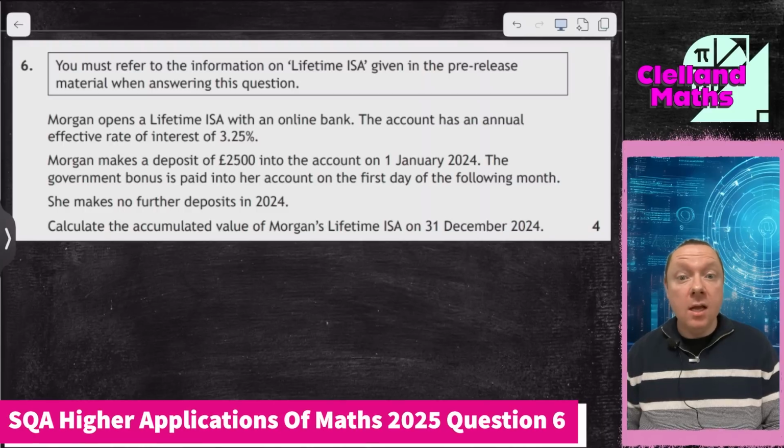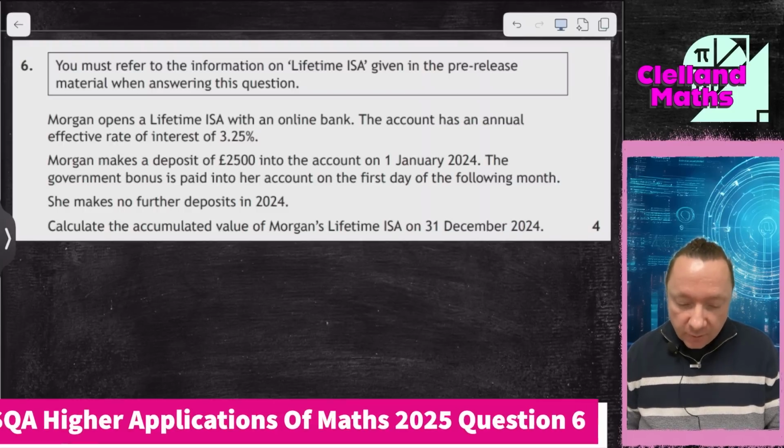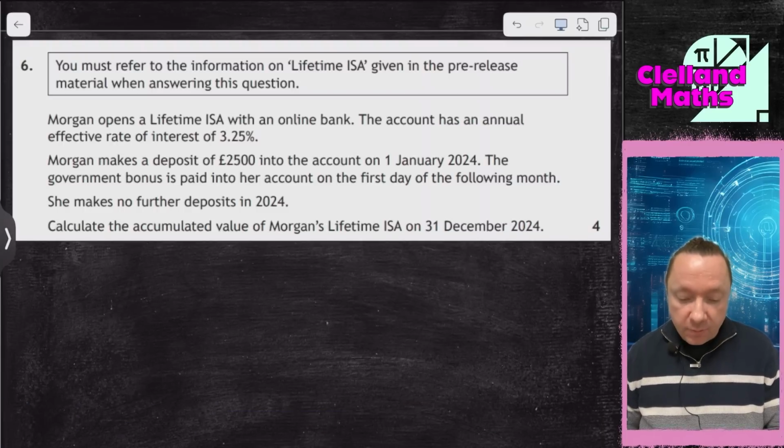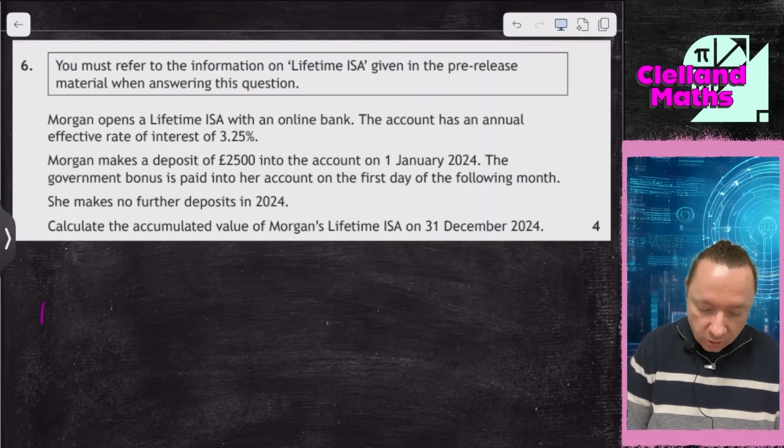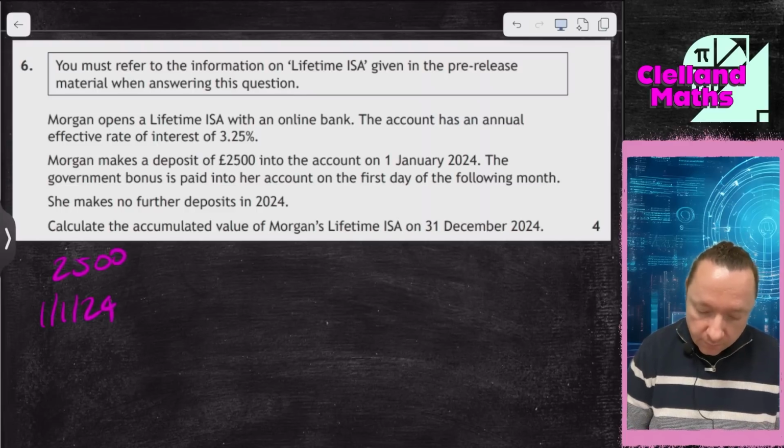Higher Applications of Maths 2025 question 6. You must refer to information on Lifetime ISA given the pre-release. Morgan owns a Lifetime ISA with a borrowing bank. The online account has an effective rate of interest of 3.25%. Morgan makes a deposit of $2,500 into her account on the 1st of January 24. So I'm setting up a timeline, $2,500.